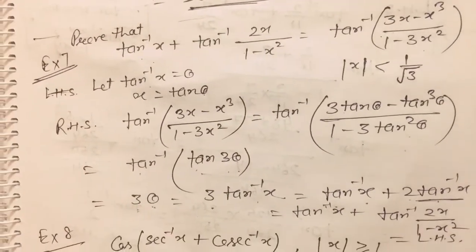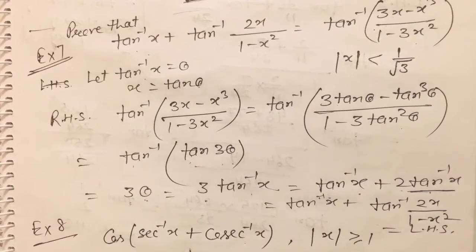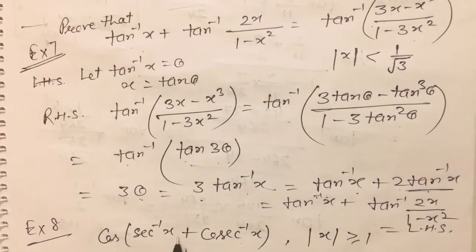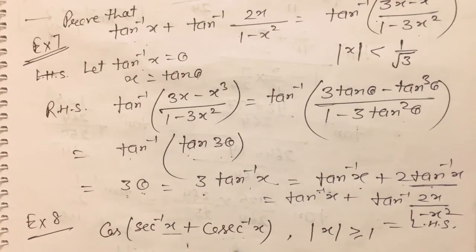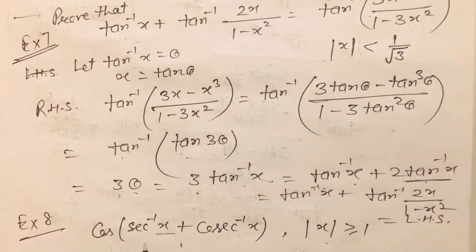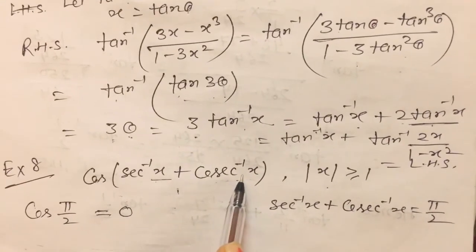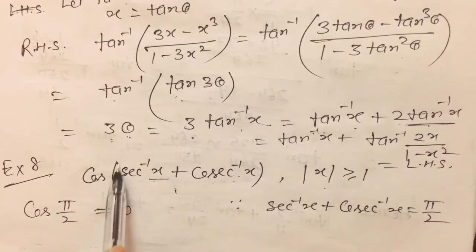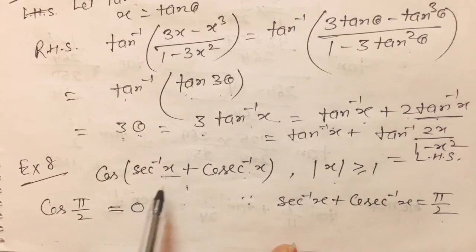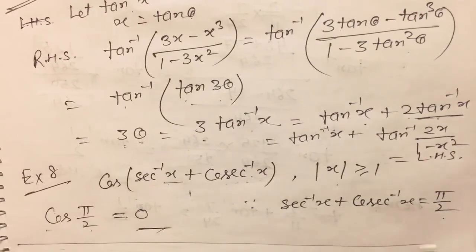Now the last example of this exercise, cos of secant inverse x plus cosecant inverse x. In this question, mod of x is greater than or equal to 1, because x here is in secant inverse and cosecant inverse, and we know this is the domain. And look, secant inverse x plus cosecant inverse x, we read about this, and this is equal to pi by 2. Secant inverse plus cosecant inverse is equal to pi by 2. So we can write pi by 2. So cos pi by 2 is equal to 0. So the answer is 0.